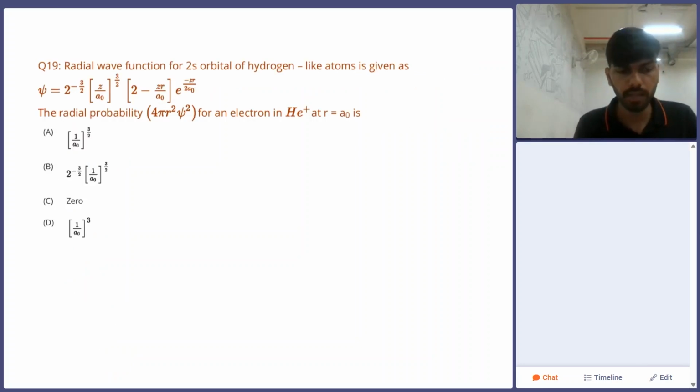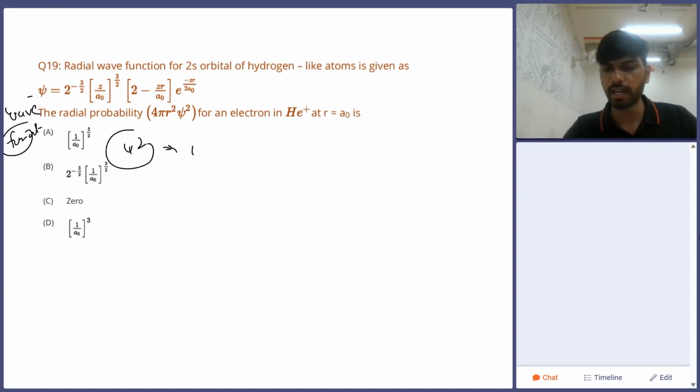Next, if you look at this question very carefully, we have the radial wave function for the 2s orbital. In this question, we can say here radial probability. This psi is known as the wave function. It is related to the Schrodinger wave equation, and it does not have any meaning by itself. Basically, psi square has a meaning, mod of psi square has a meaning, that is probability density.